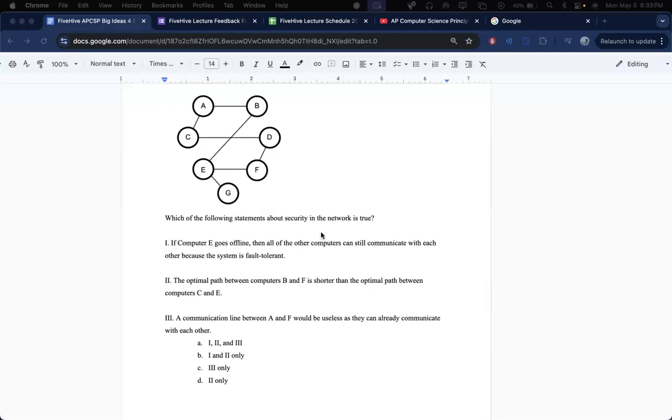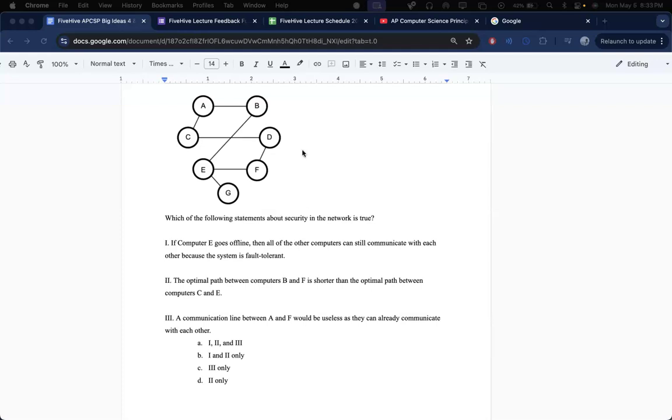So yeah, great job. Okay, let's go to two now. The optimal path between computers B and F is shorter than the optimal path between computers C and E, right? This is a little bit tricky, because right off the bat you might think B to A to C to D to F is a good path. And from C to E, there's only one way you can get from C to E, which is C to D, D to F, F to E. So you think that way is actually shorter than the other way, which would make this one false.